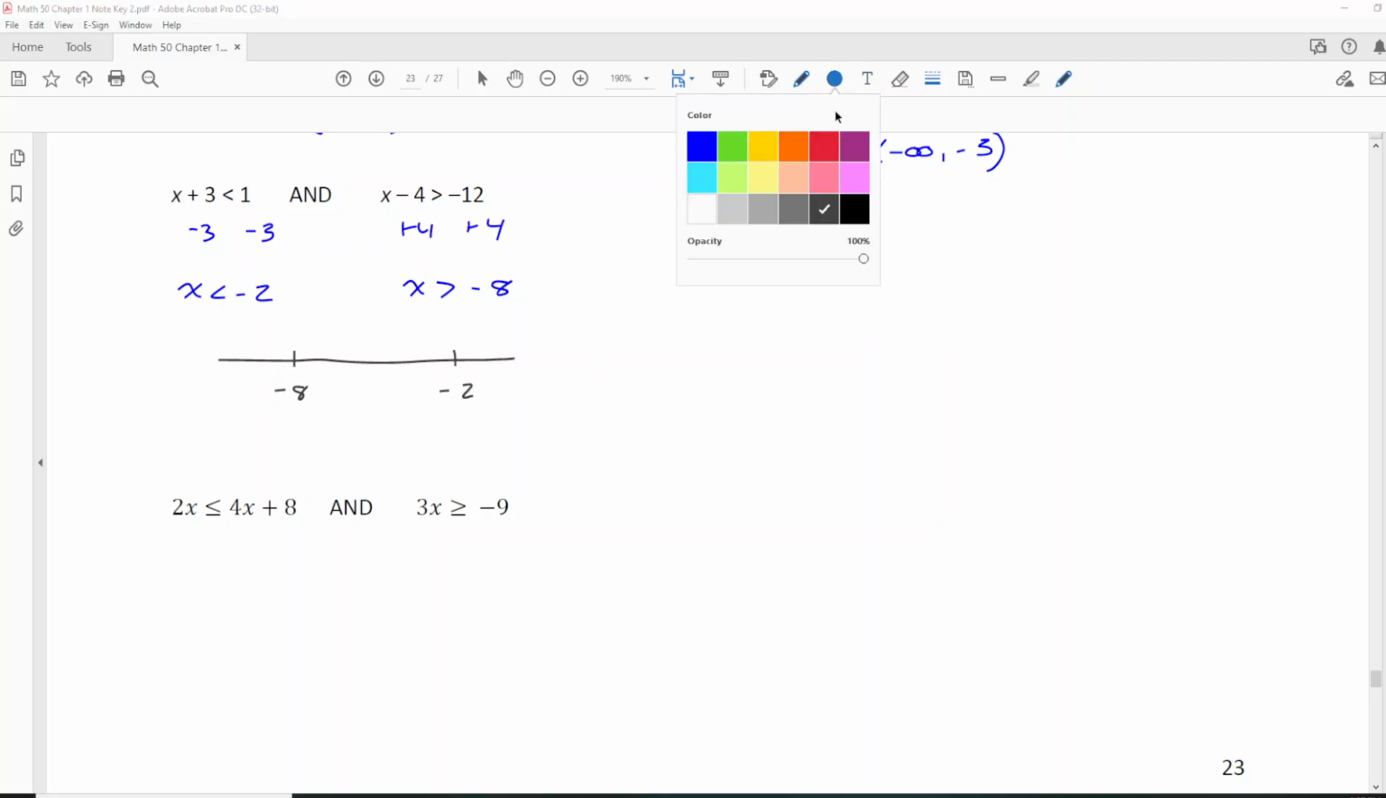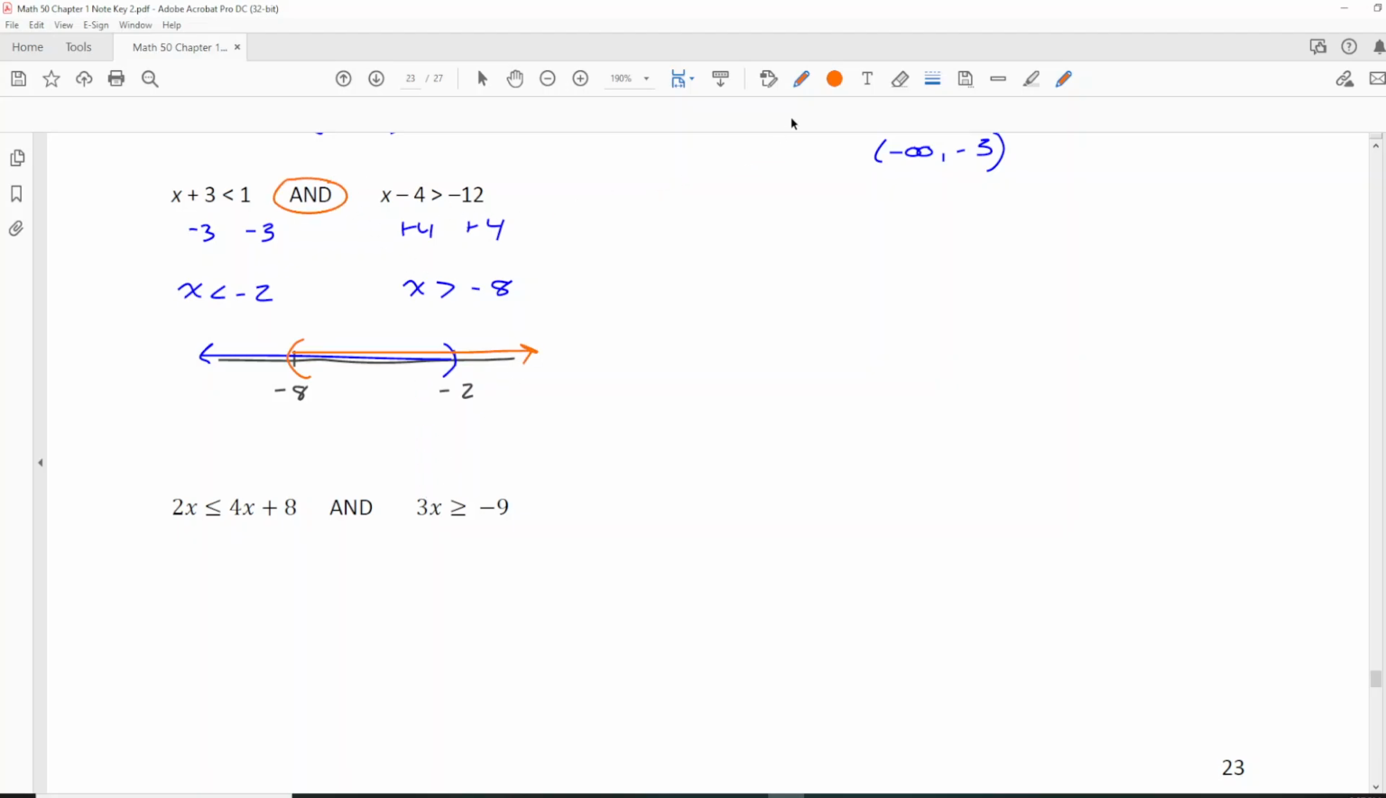So now let's graph x is less than -2. So less is to the left with an arrow going all the way down. Then let's graph x is greater than -8. So greater than is to the right, still a round bracket, and opening to the right. So since I'm using the word and here, I'm looking for where my arrows overlap, which is only this middle section. So it's from -8 to -2 inclusive.